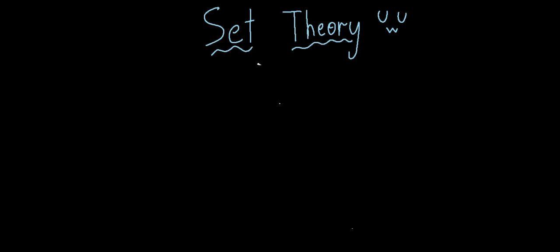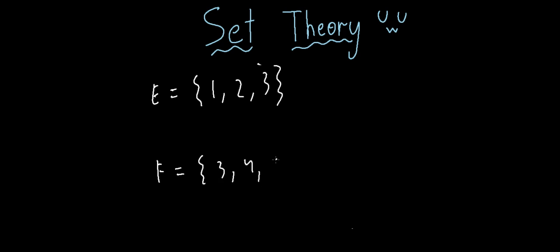Next up, we have cardinal numbers. So, for example, if we have set E has 1, 2, 3, and set F has elements 3, 4, 5, 6. So, how many elements are in set E?